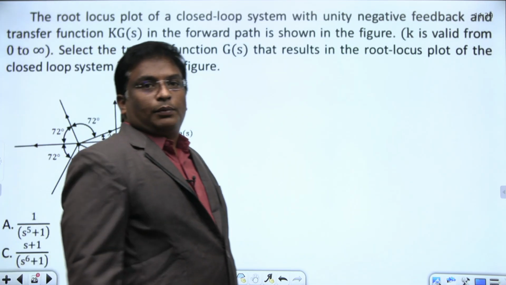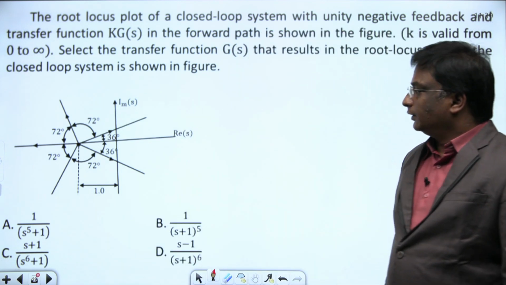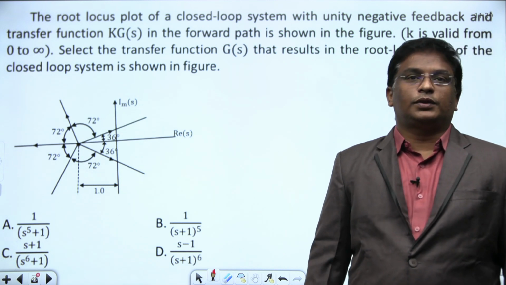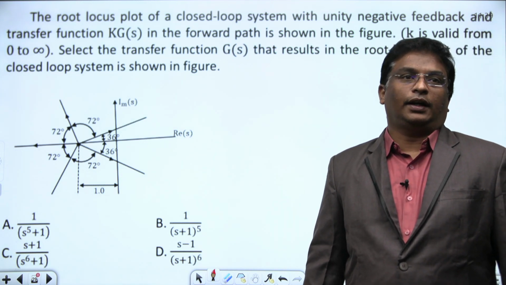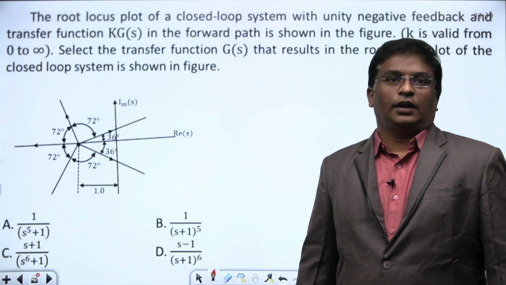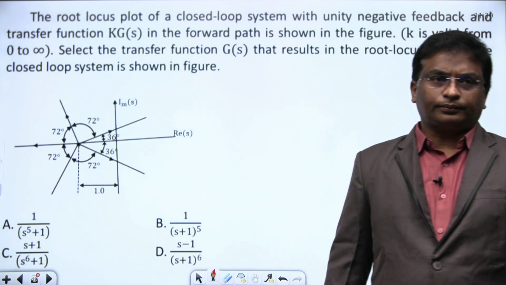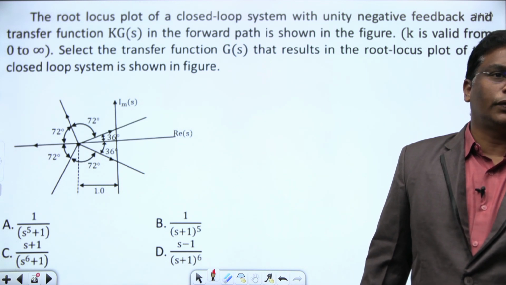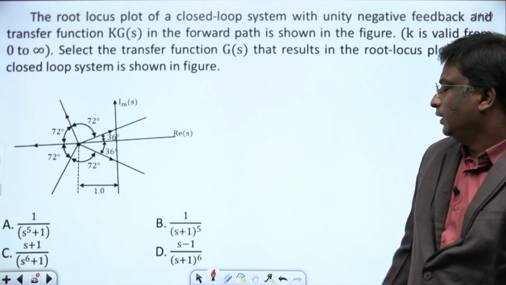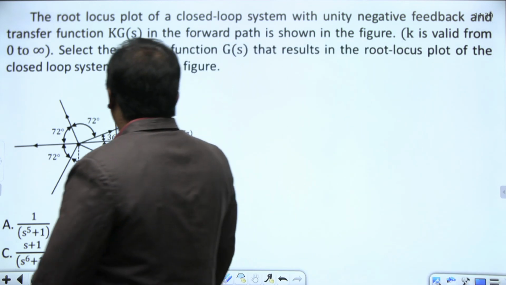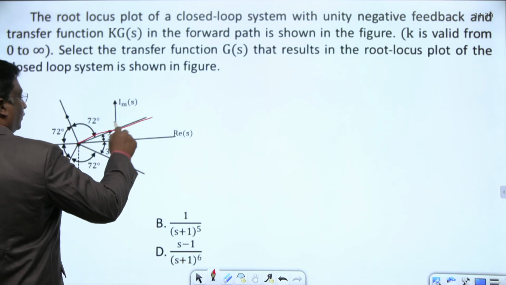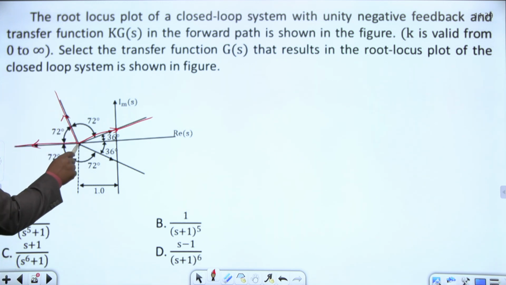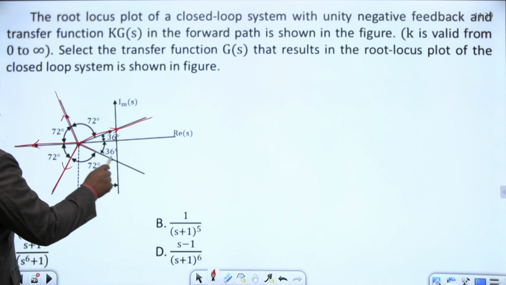Controls, some question. By seeing the diagram you can think it's a root locus. The root locus of a closed loop system with unity feedback, and the transfer function k into g of s in the forward path, is shown in the figure. K is valid from 0 to infinity, select the transfer function g of s. They are asking, here different paths. If I notice here, this is one path going like this, another path like this, another path like this, another path like this, another path like this.